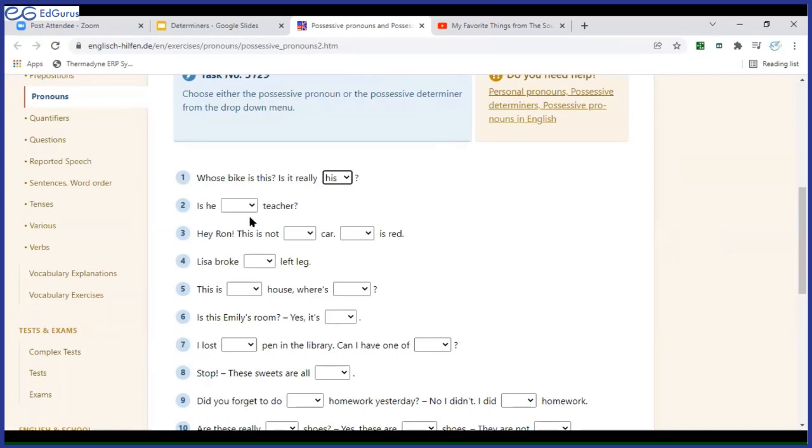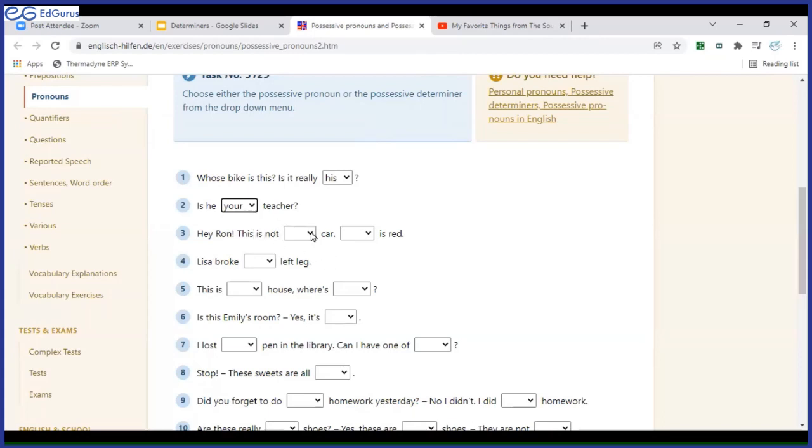Right? Yes. Okay. Is he your teacher? Right. Your teacher. Now, your is what? Possessive pronoun or possessive determiner? A possessive determiner. Very good. How do you say it's a possessive determiner? Because it's teacher there. Teacher is a noun. Good. Right? Because it is describing a noun, that is teacher.